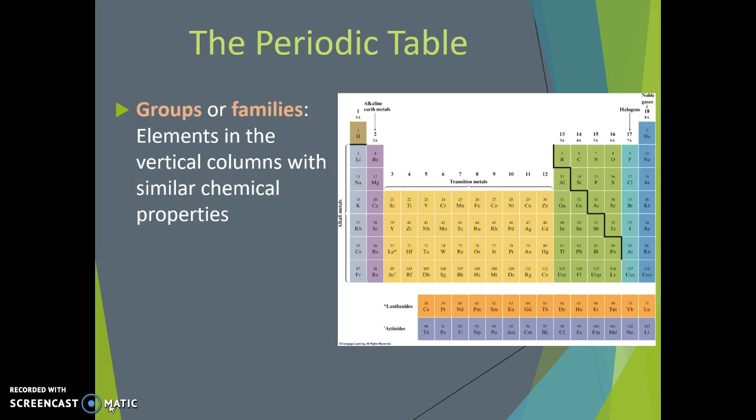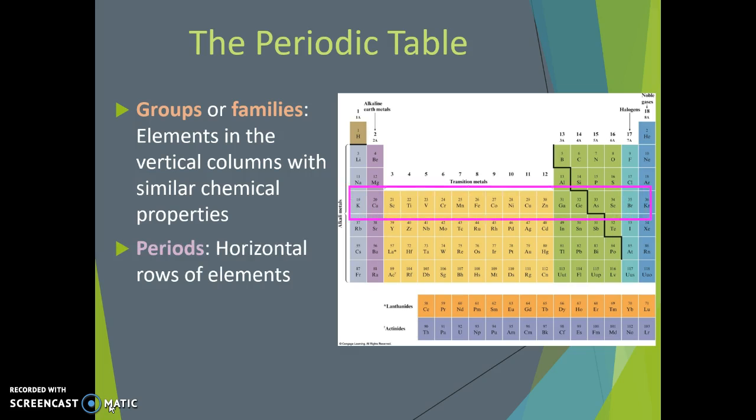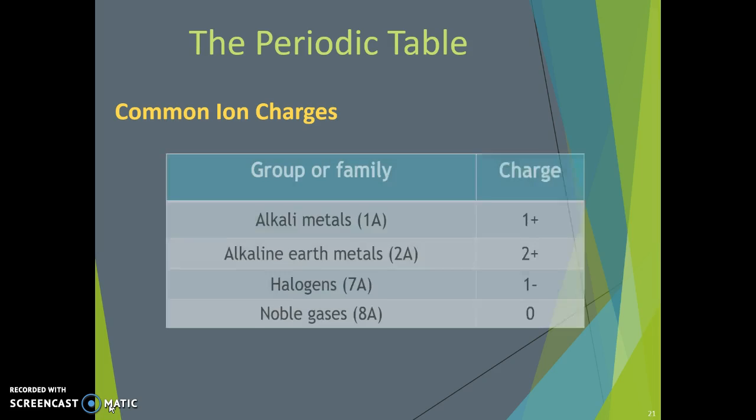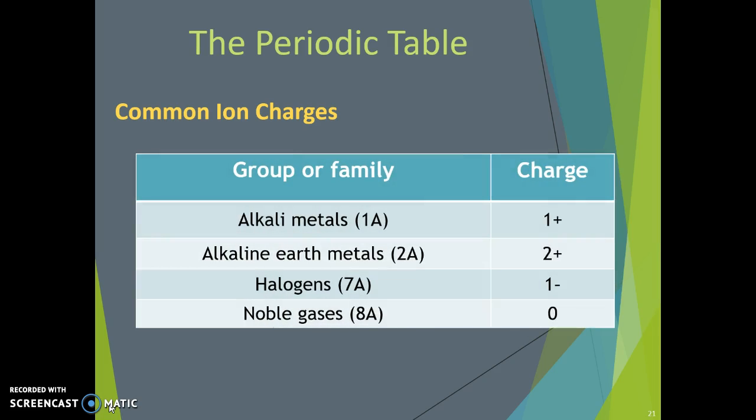The vertical columns are called groups or families, and the elements in those columns tend to have similar chemical properties. The horizontal rows of elements are called periods and have similar electron structure. If we look at the periodic table, there are some trends that we can deduce. The alkali metals, or the group 1 elements, typically form a +1 charge when they become an ion. The alkaline earth metals have a +2 charge. Halogens are -1, and then noble gases don't tend to form an ion.